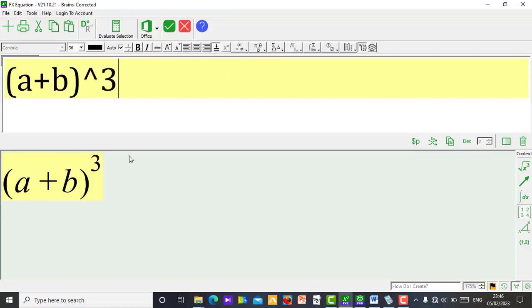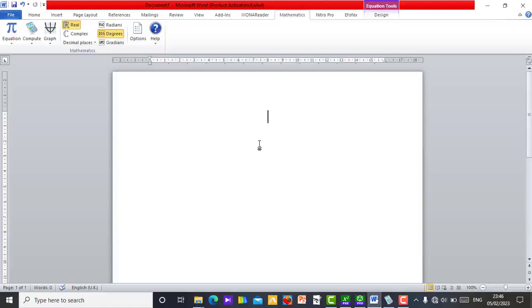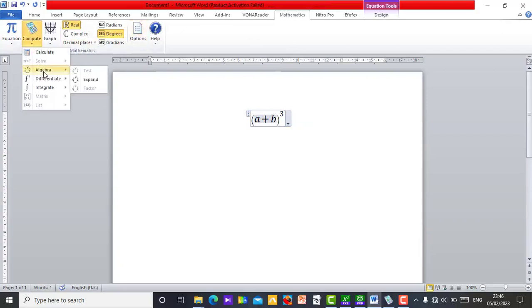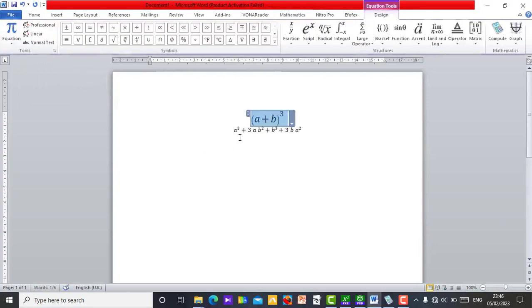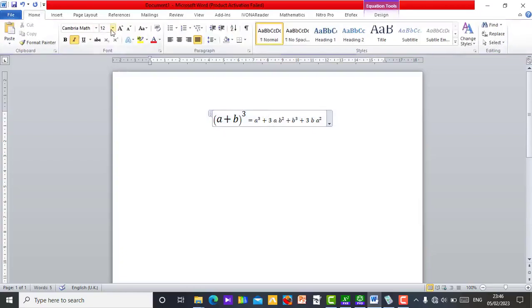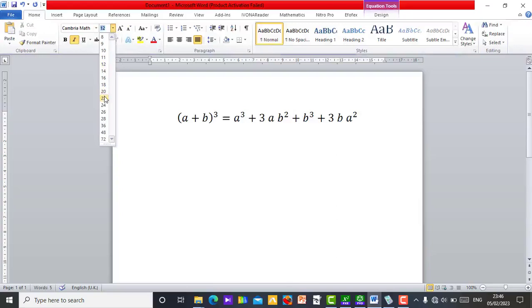You want to expand this, you can do it here also. Copy it there, come to Microsoft and paste it. So you can expand this. Under algebra, you see expand. Just tap on it, you see the result is out. I've expanded it. Put your equals to, come forward and check it. You can increase the font size if you want to get the same size as that.